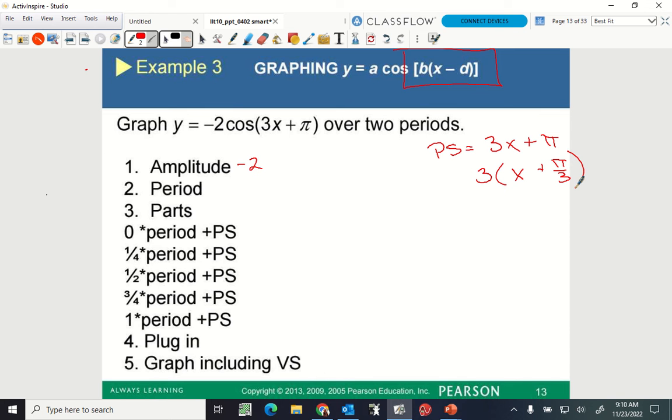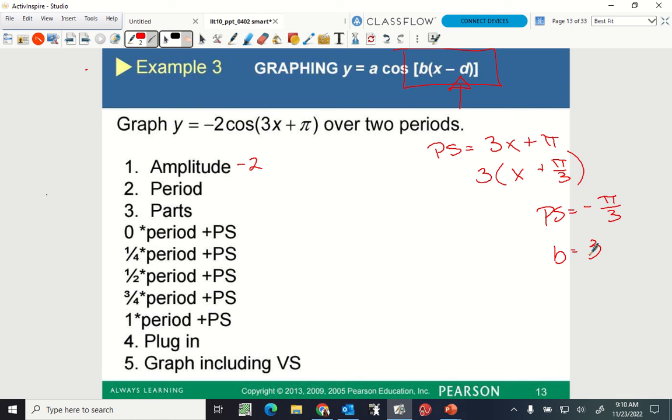Now, in this case, this right there is where my phase shift comes in, after I factor out the b. So that means my phase shift, my PS, is going to be the opposite: negative pi over 3. The b value is going to be a 3.